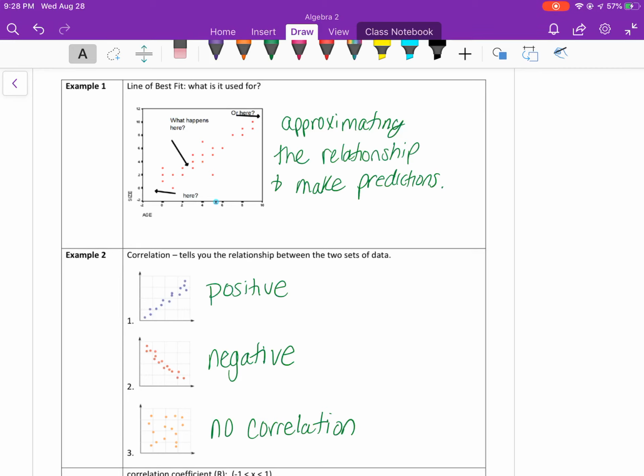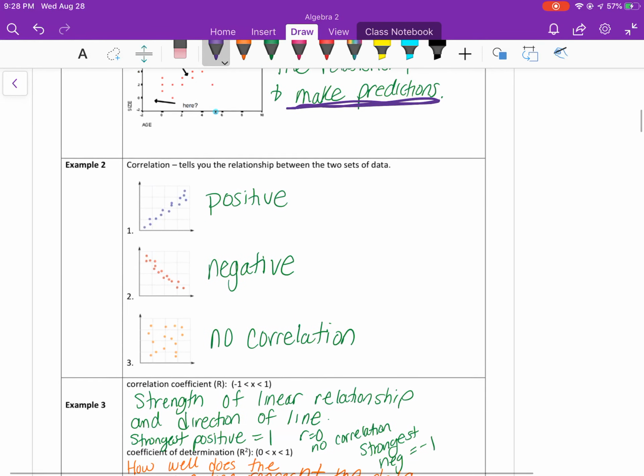So what is the line of best fit used for? The line of best fit is used for approximating the relationship between two things, and it's mostly used for making predictions. So approximating the relationship and making predictions.